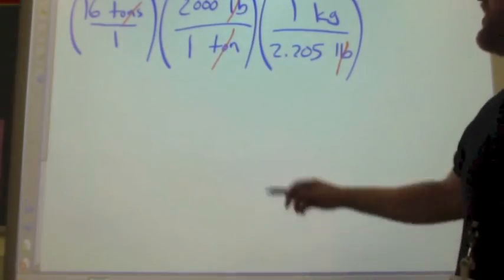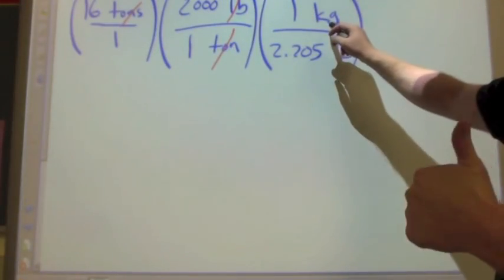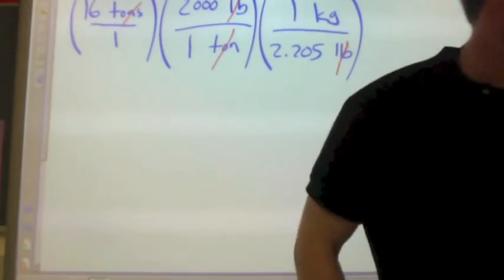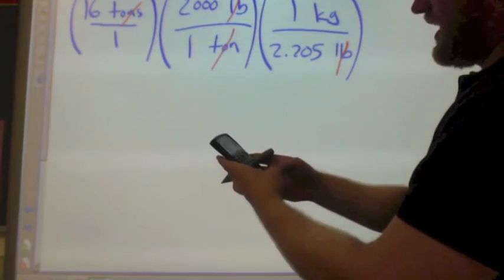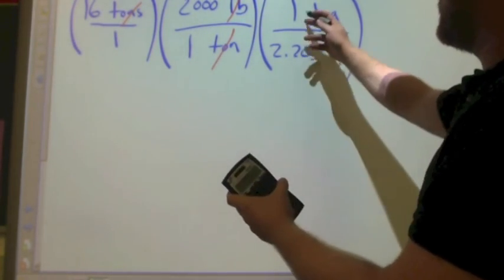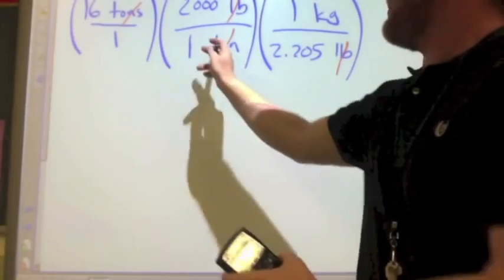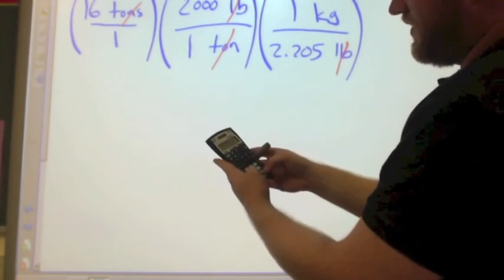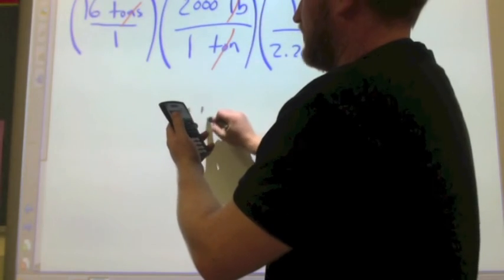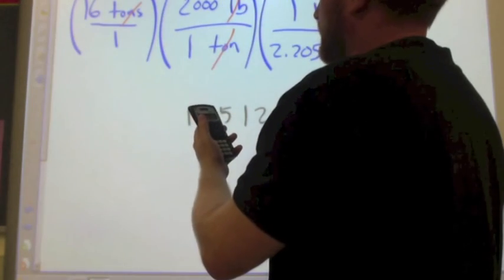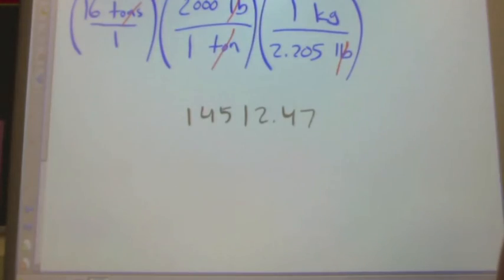So, we have now gotten into kilograms, which is what we want. Let's multiply it out. 16 times 2,000 equals, don't need to multiply by 1, don't need to divide by 1. So I'm just going to say this divided by 2.205 gives me 14,512.47 and so on. Let's look at sig figs.